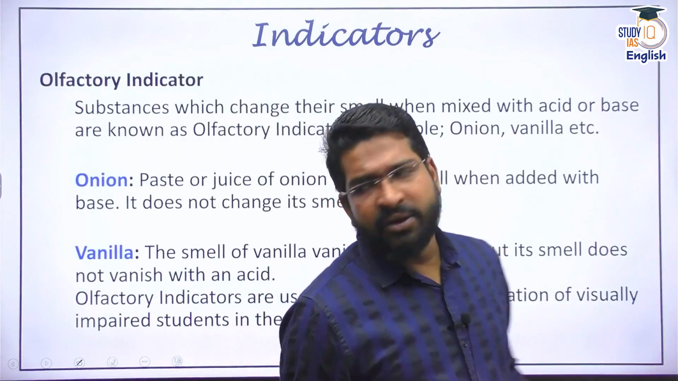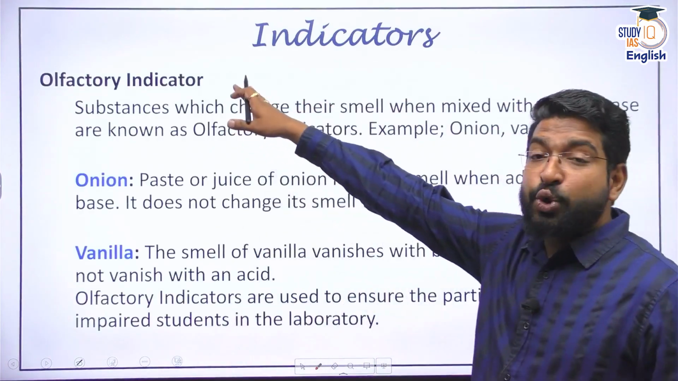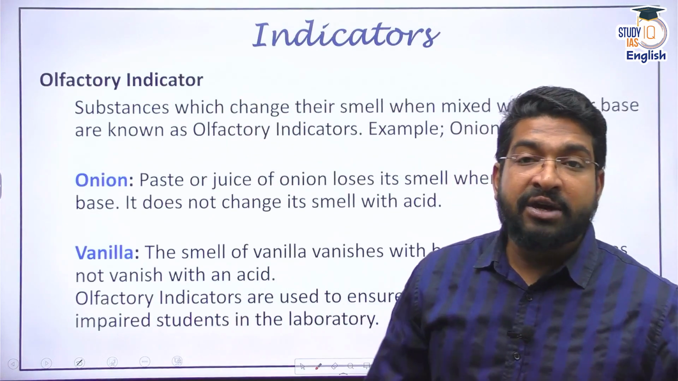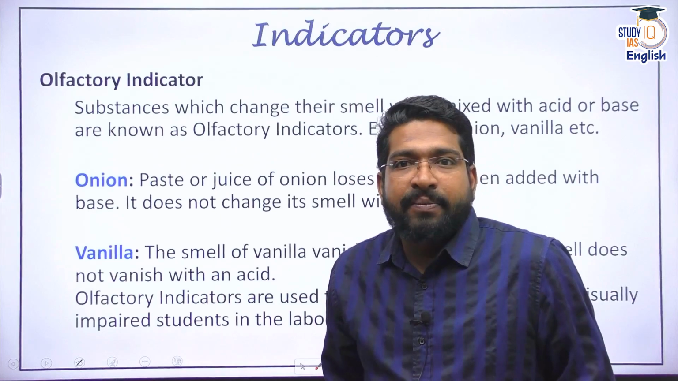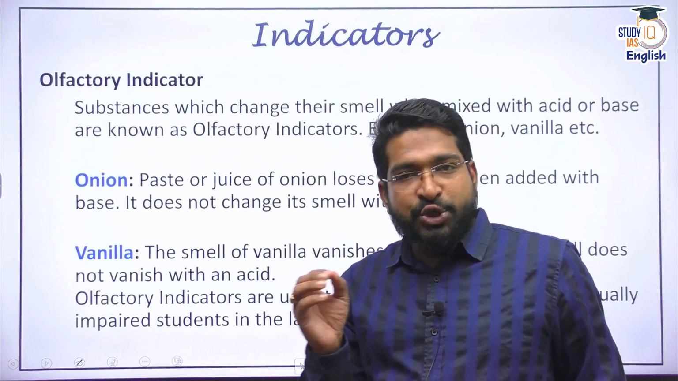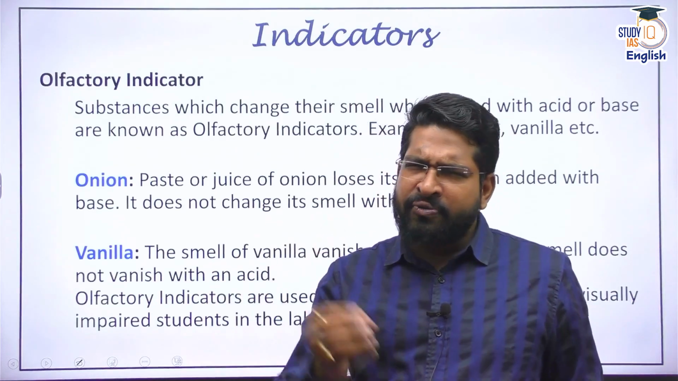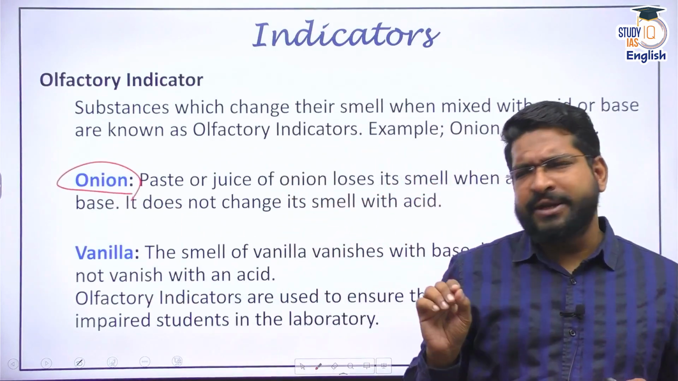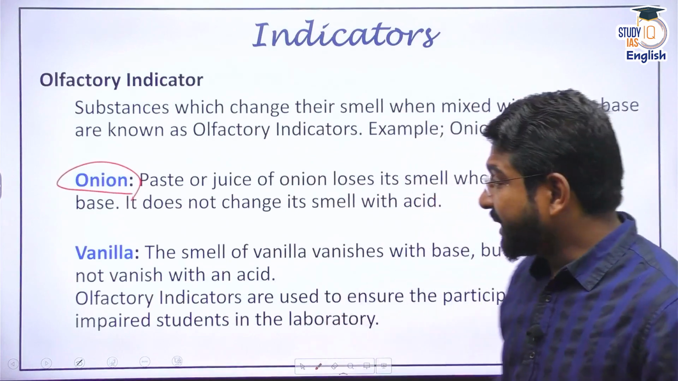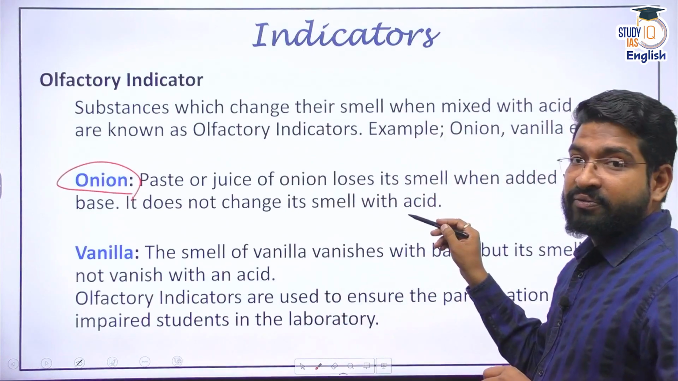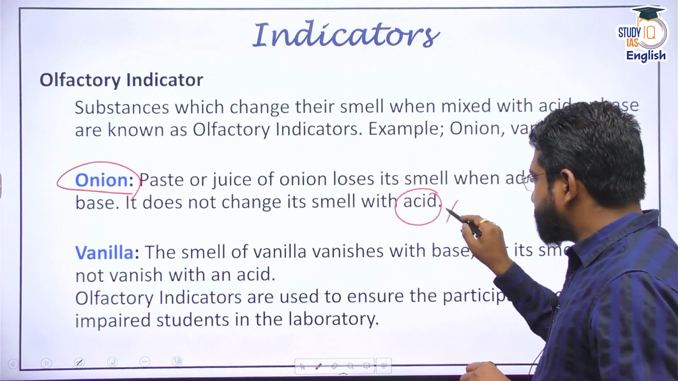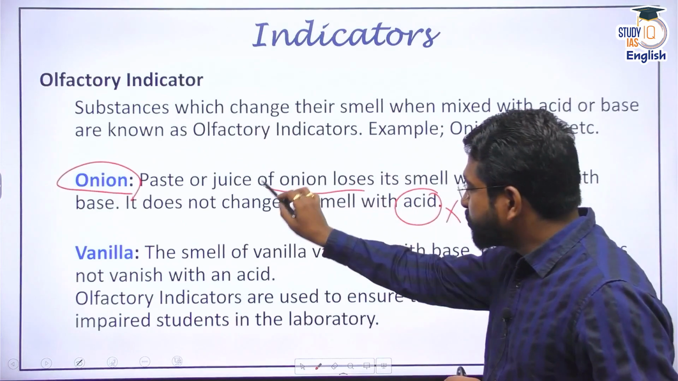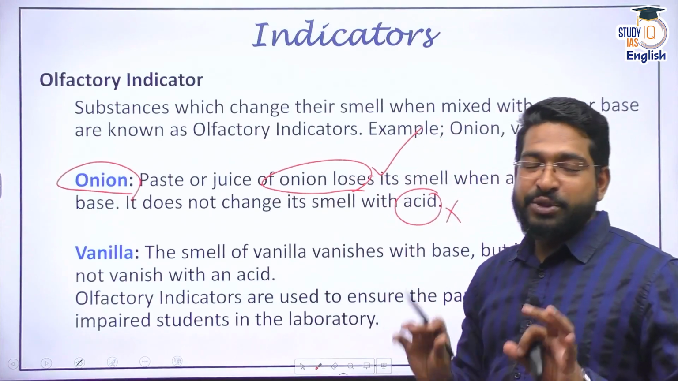Apart from that, we also have another category, that is olfactory indicator. Olfactory indicators become very important, especially for disabled people, to identify. Olfactory indicators are generally natural. We have natural olfactory indicators like onion. You have a characteristic smell of onion, right? And that characteristic smell, when it is added with acid, does not change. But as soon as you add a base to it, onion loses its smell. It loses its characteristic smell.